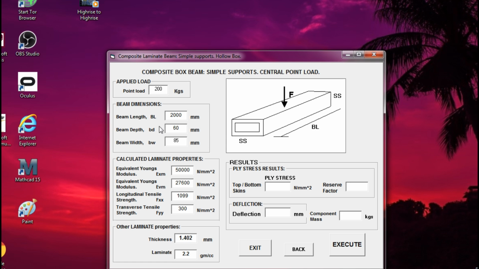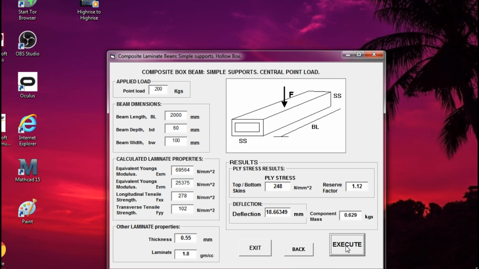Next, we insert the beam dimensions. We then write in the property values that have been previously calculated. The thickness of the composite laminate also. The material density. In this case, we are using a carbon fibre at a density of 1.8 grams per cc, because CSAMs will also give you the weight of this beam.